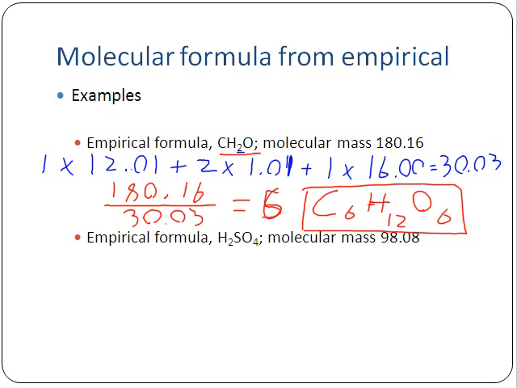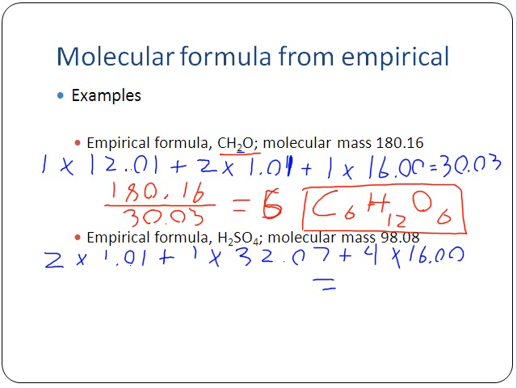Let's take a look at our next one. The empirical formula is H2SO4. The molecular mass is 98.08. First step here, once again, is to find the empirical mass. I have 2 hydrogens, so 2 times 1.01, plus I have 1 sulfur. So 1 times, looking at the periodic table, the mass of sulfur, 32.07. Then plus I have 4 oxygens, so 4 times 16.00.